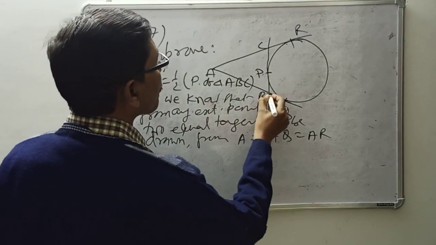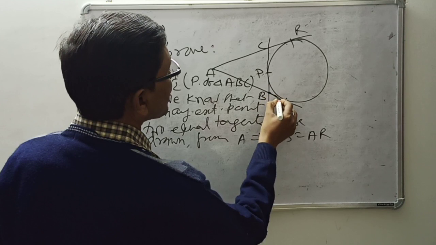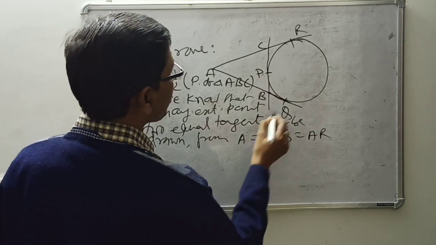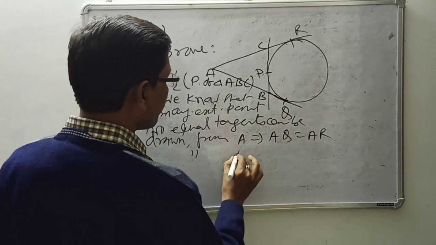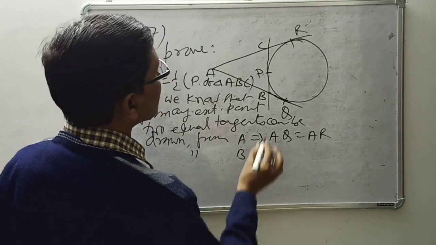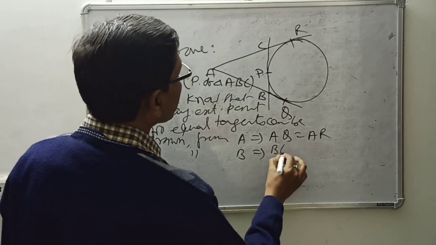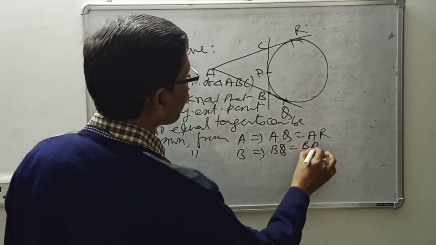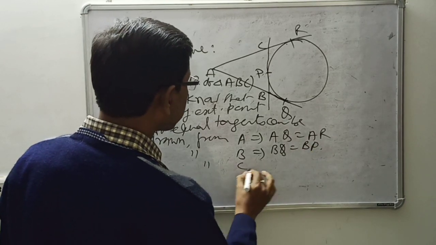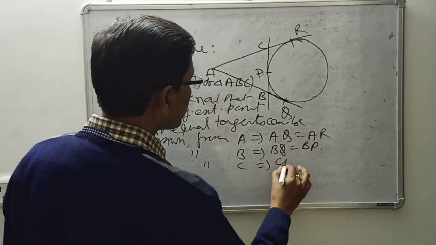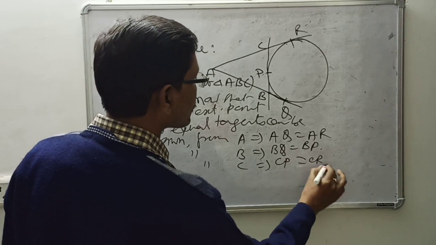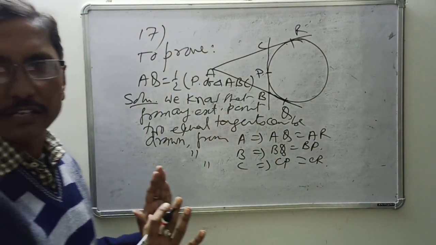Similarly, from the point B, which are the tangents? This one as well as BP. So from the point B, you will get the two tangents, BQ as well as BP. And from the point C, you will get PC or CP equal to CR. That's the result you have.